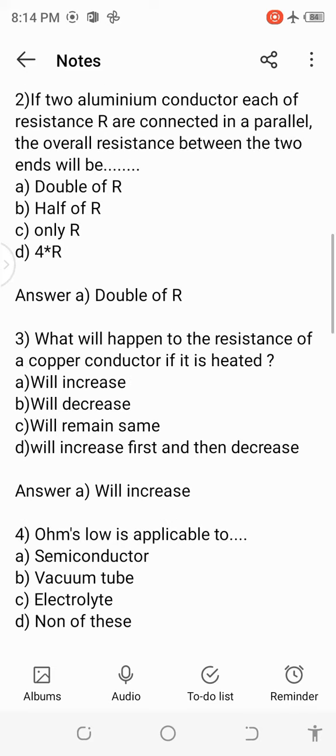3. What will happen to the resistance of a copper conductor if it is heated? A. Will increase. B. Will decrease. C. Will remain same. D. Will increase first and then decrease. Answer A. Will increase.